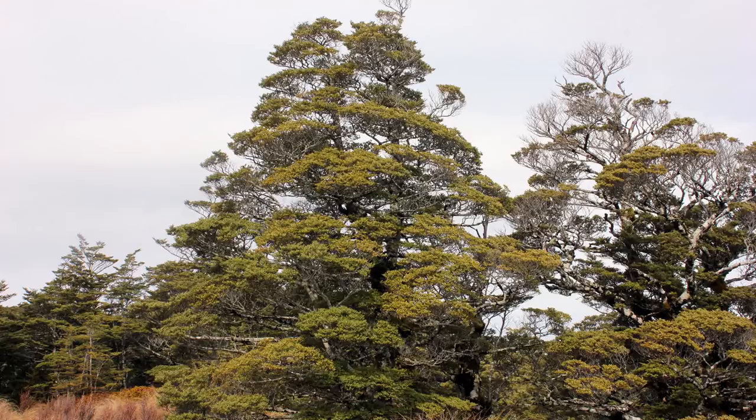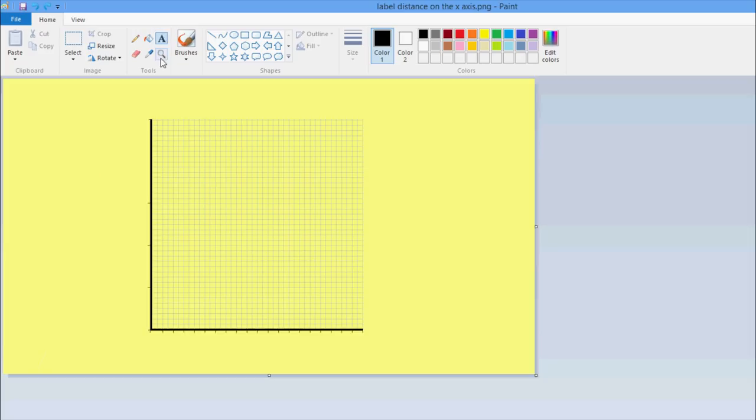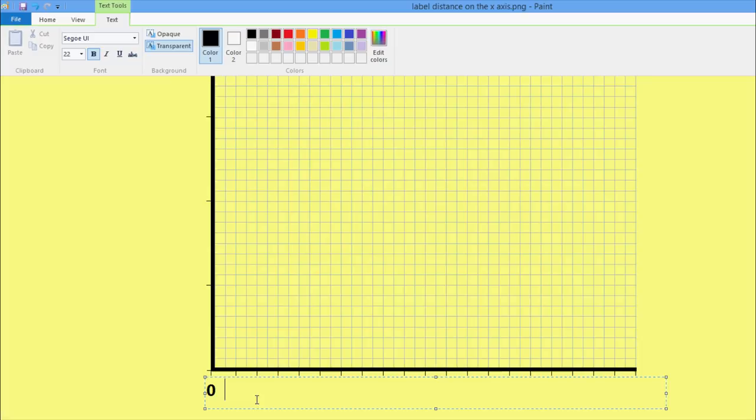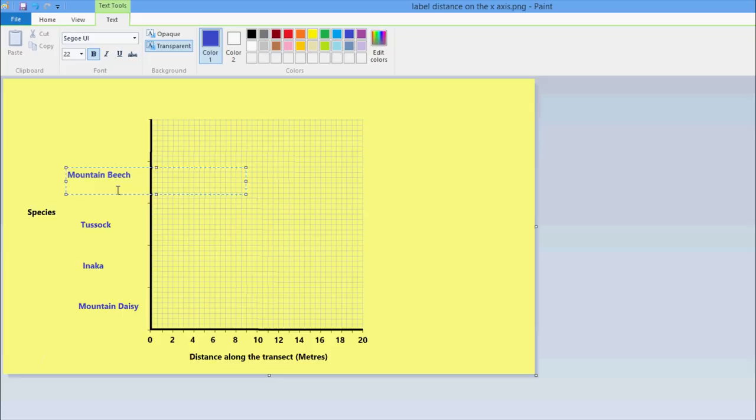To draw a kite diagram, I will first need some graph paper. First, draw your X and Y axes. On the X axis, make a scale line for the distance covered in your transect. Our transect was 20 meters, with 2 meter intervals. On the Y axis, you will need a row for each species recorded. In this case, we found 5 different tree or plant species along our transect. Each row needs to have the same scale and be wide enough to allow the maximum number of individual plants present.